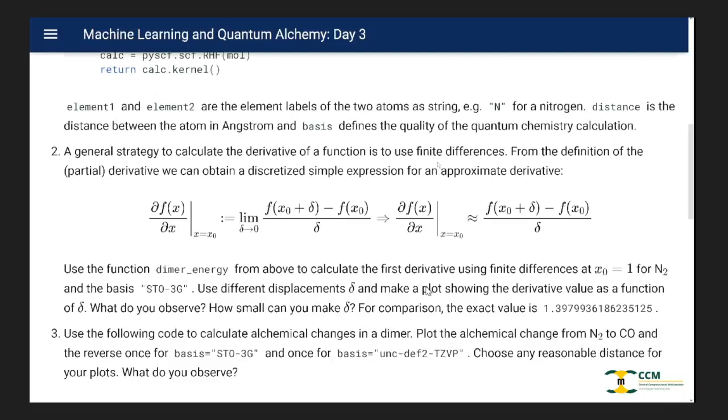So now the task is to try out different deltas, calculate the gradient, and plot it. For comparison, I gave you the exact value. So if you do this for N2, for x0 is 1, and you leave the settings as is, then that is the correct value. So you know at least which of the many numbers that you get is correct. So try to do this plot that you see on the top right, based on different displacements. Any questions?